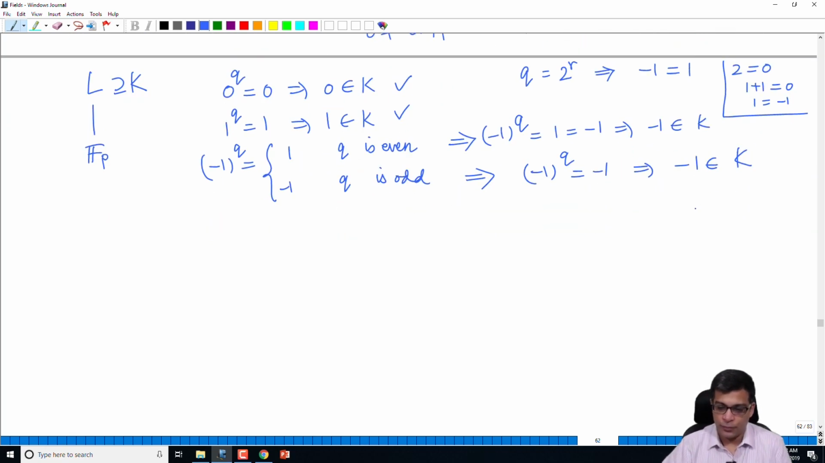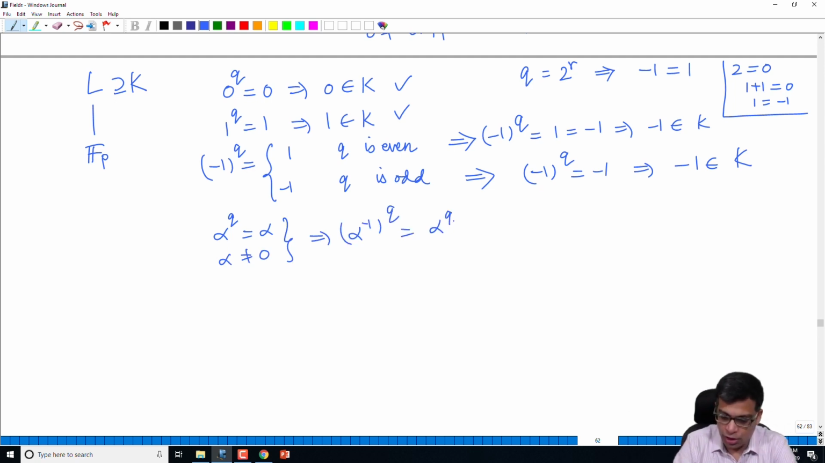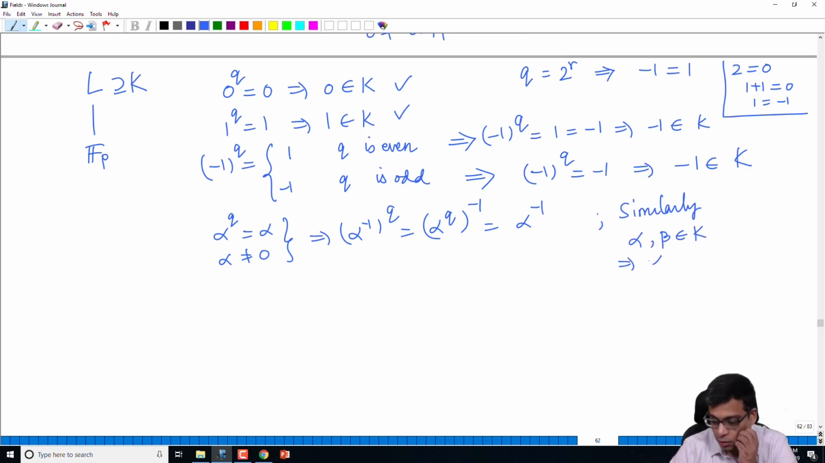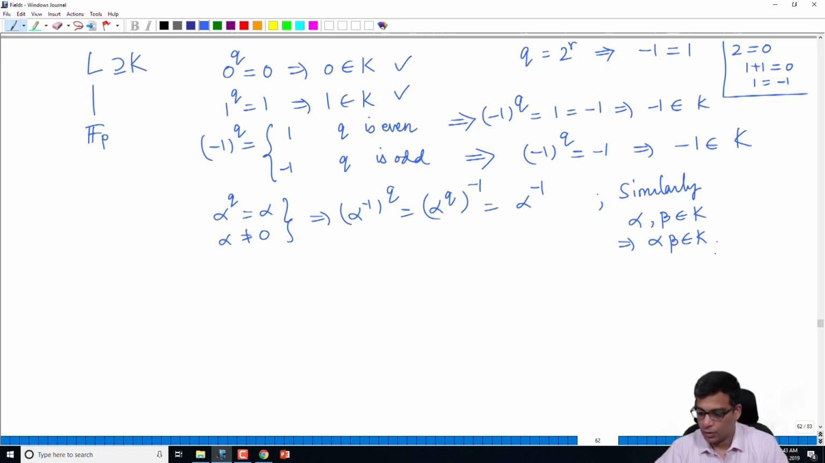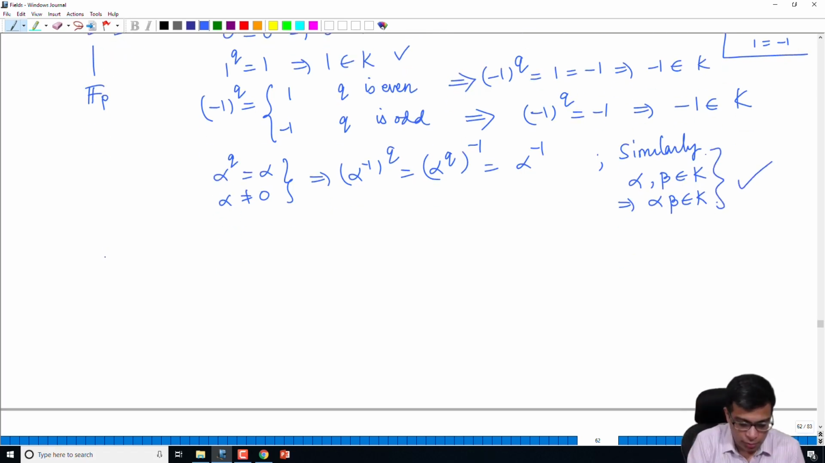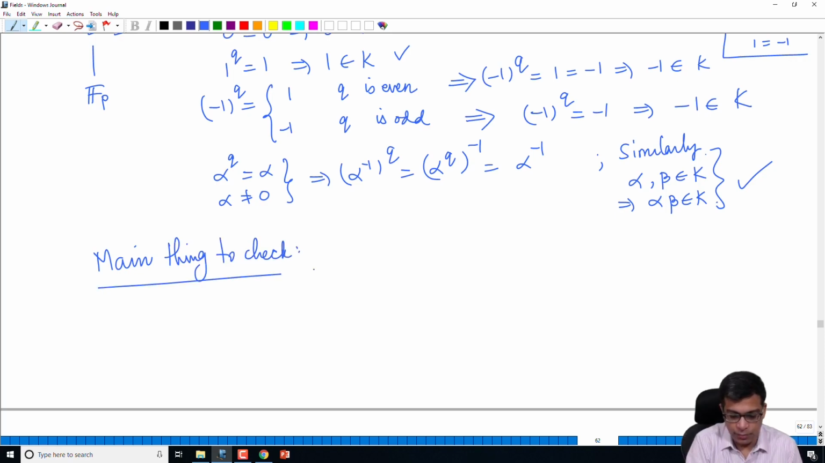Okay, and if alpha power q is alpha and alpha is non-zero, then alpha inverse exists in L and its power q is also alpha power q minus 1, which is alpha power minus 1. Similarly, the easier thing is if alpha and beta are in k, then alpha beta is in k. Okay, so this is easy. So all these things are easy. The main thing to check is the sum.